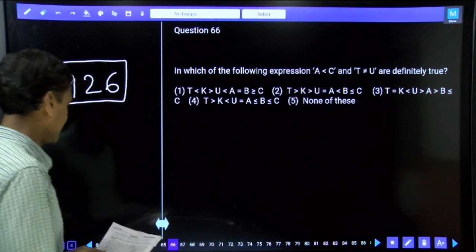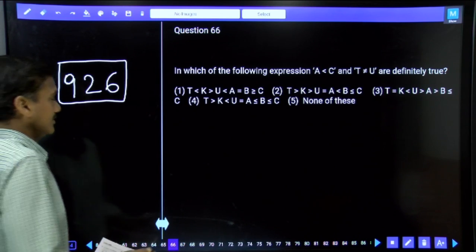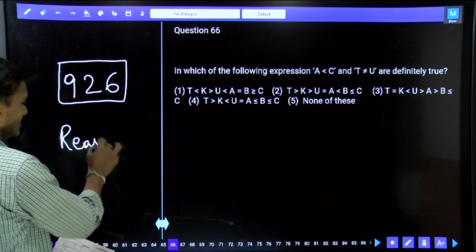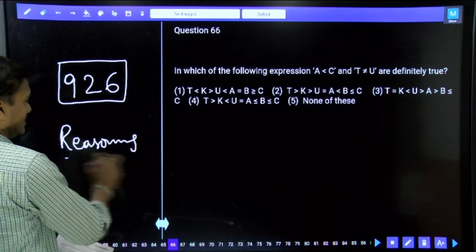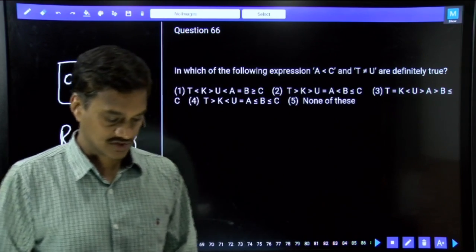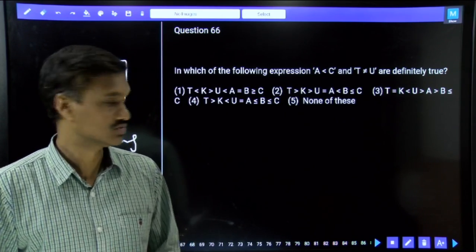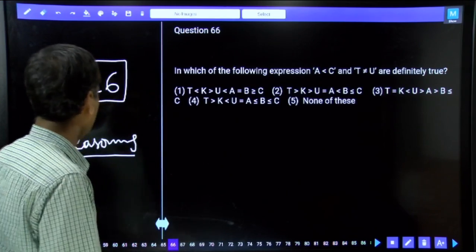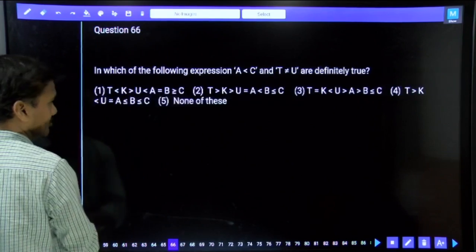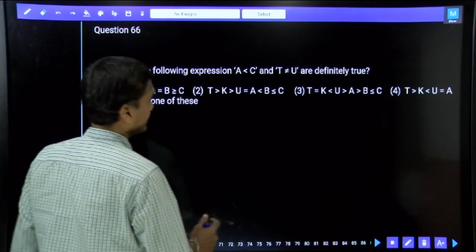SREEDHAR'S Prelim 926. Now, in this session, we are going to discuss this reasoning section in paper number 926, consisting of 35 questions from 66 to question number 100. Now, coming to question number 66, it is based on coded inequalities, isn't it?